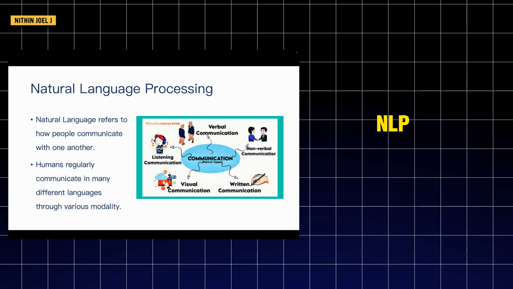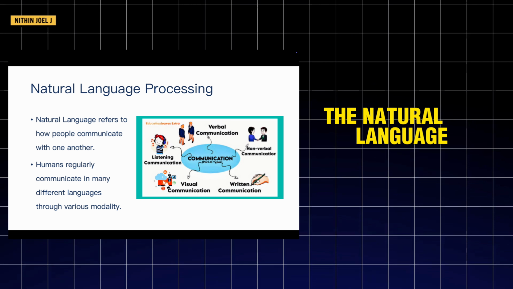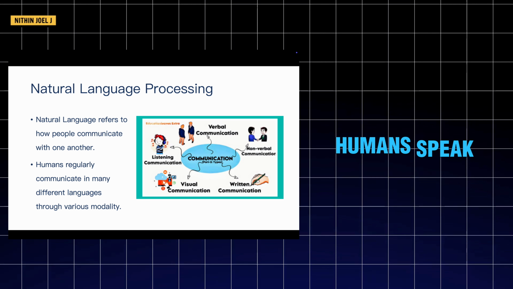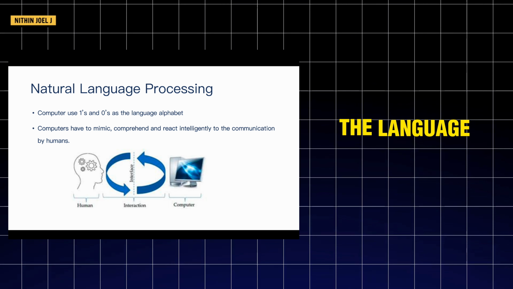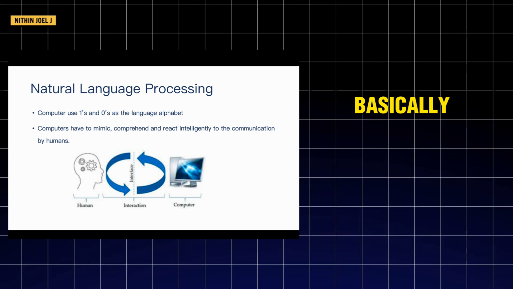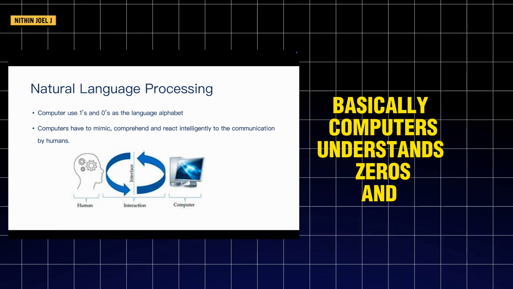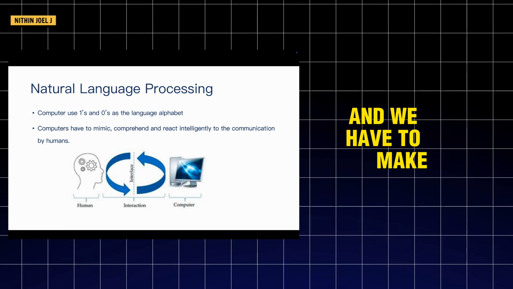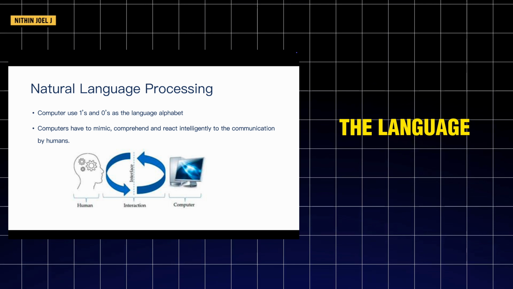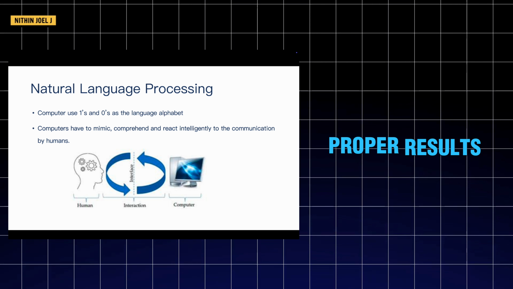And NLP, in the sense, is called Natural Language Processing. So, what is natural language processing? We have to process the natural language which we, the humans, speak, and we have to make computers understand the language which humans speak. Basically, computers understand zeros and ones, and we have to make computers convert the language which we speak into zeros and ones and make them interpret and compute and give us proper results.